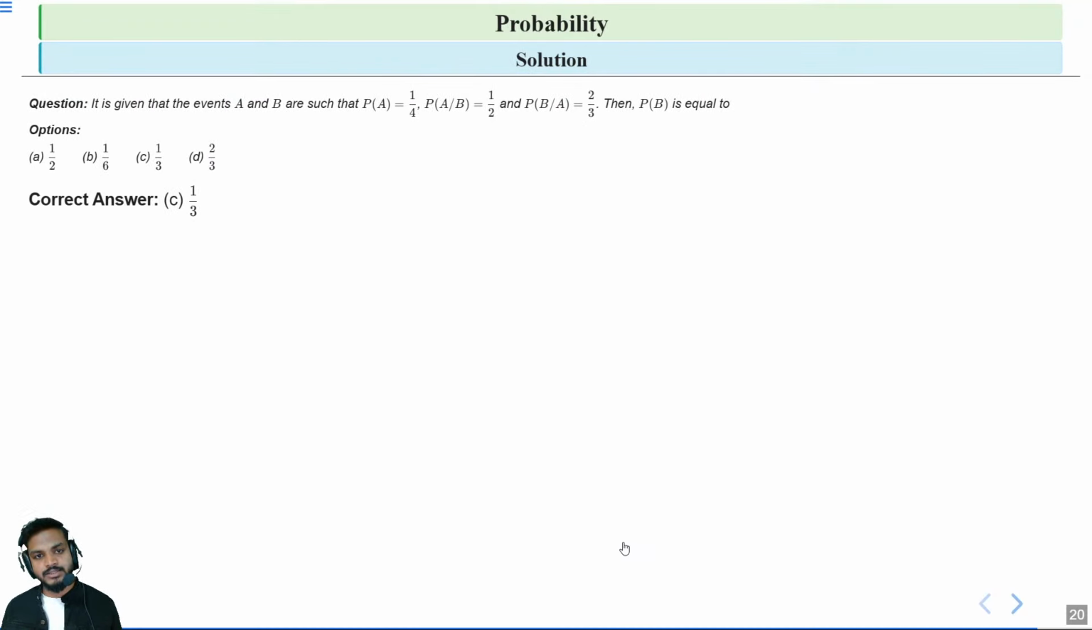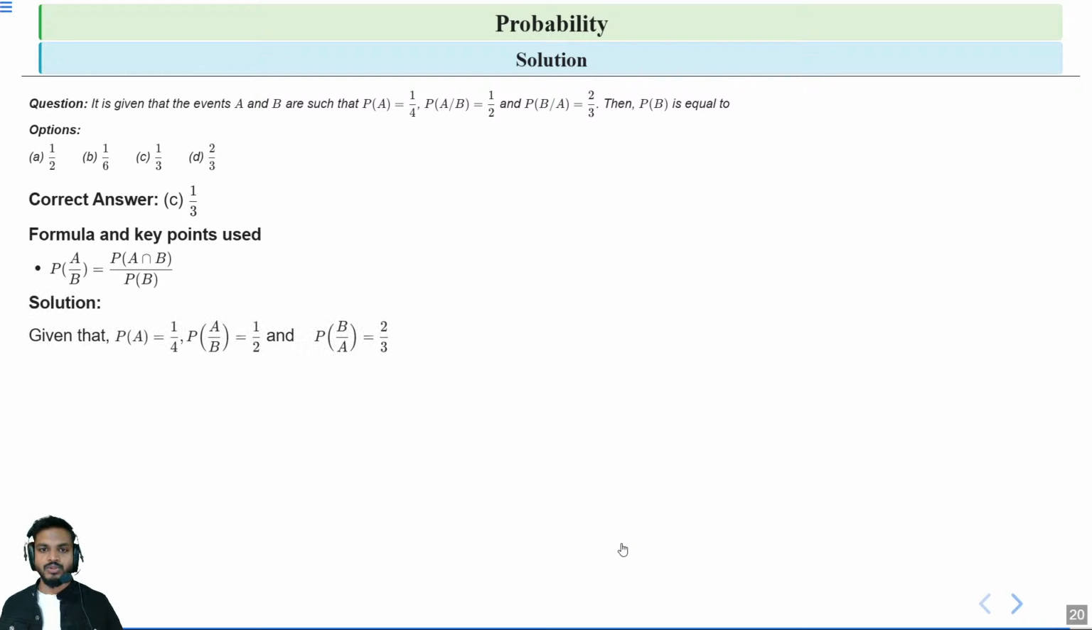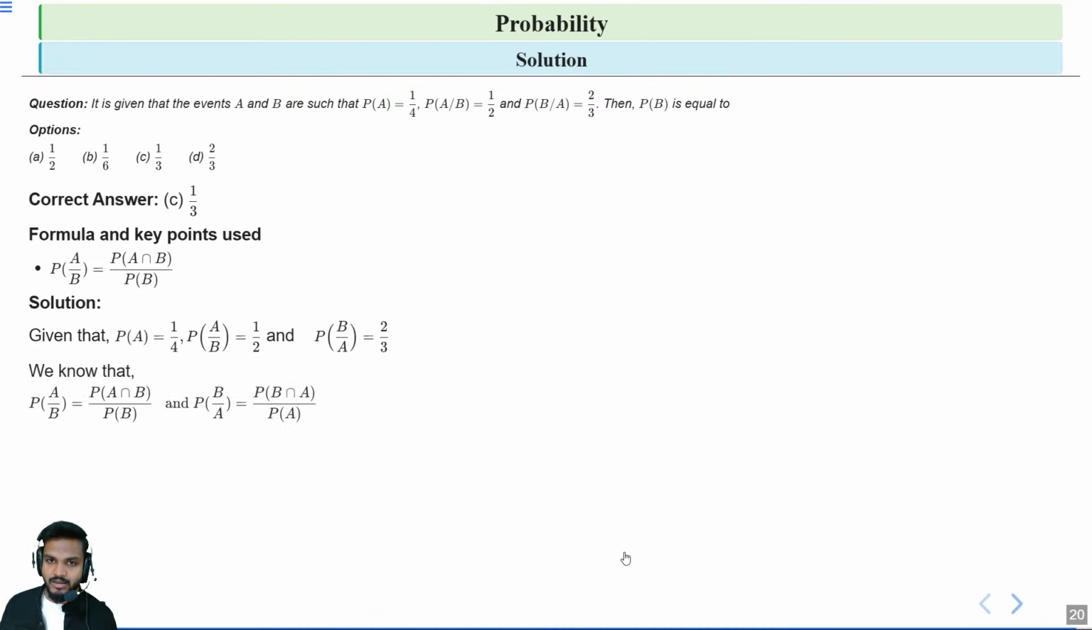So correct answer is C, 1 by 3. So first of all, let's see what main points and formula we are going to use. So we should know this conditional probability formula, that is probability of A given B is probability of A intersection B by probability of B. So given that probability of A is 1 by 4, probability of A given B is 1 by 2, and probability of B given A is 2 by 3.